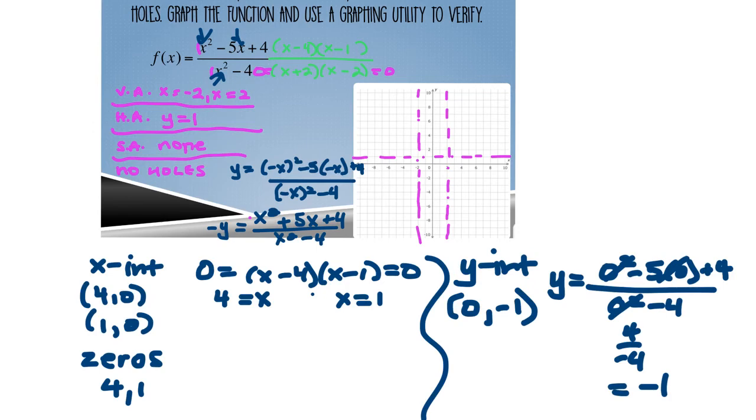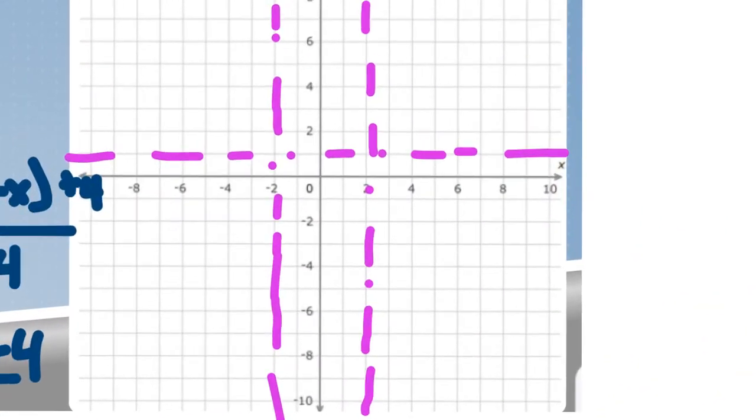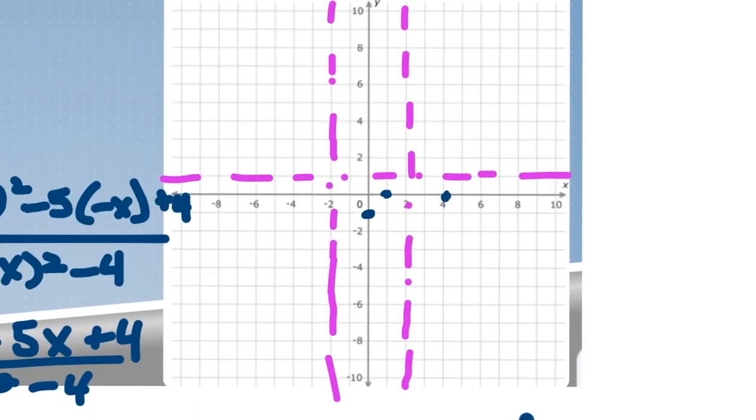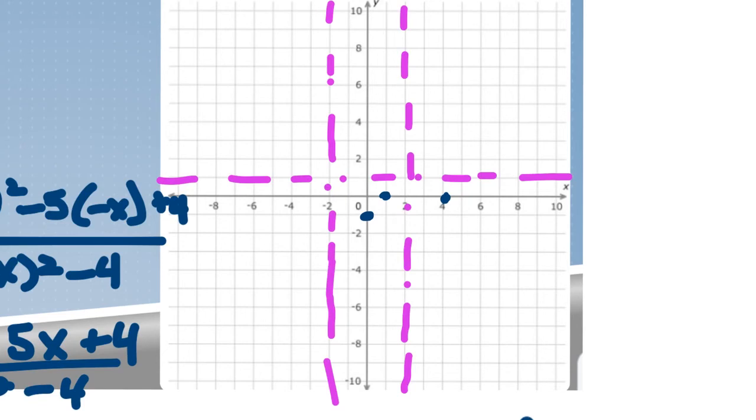All right, now get all that stuff on your graph. So 4 and 1 are my x-intercepts. (0, -1) is my y-intercept. All right, now let's talk about what this means, right? First of all, we think what kind of shape is happening in between those two vertical asymptotes? We think it's like an x cubed. Is that consistent with what my points are that are there?